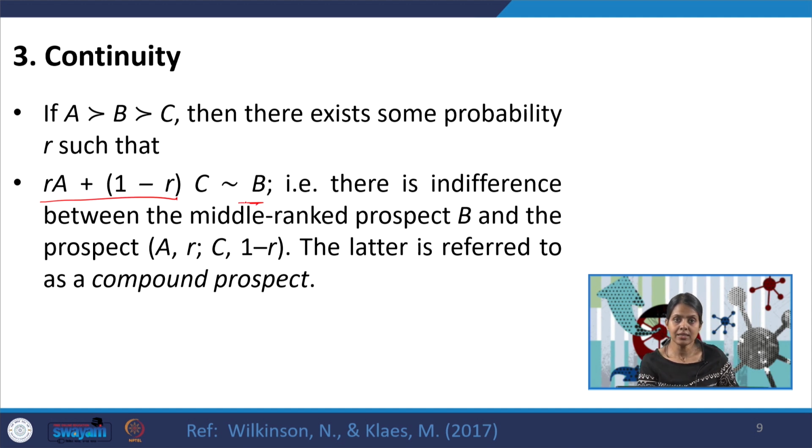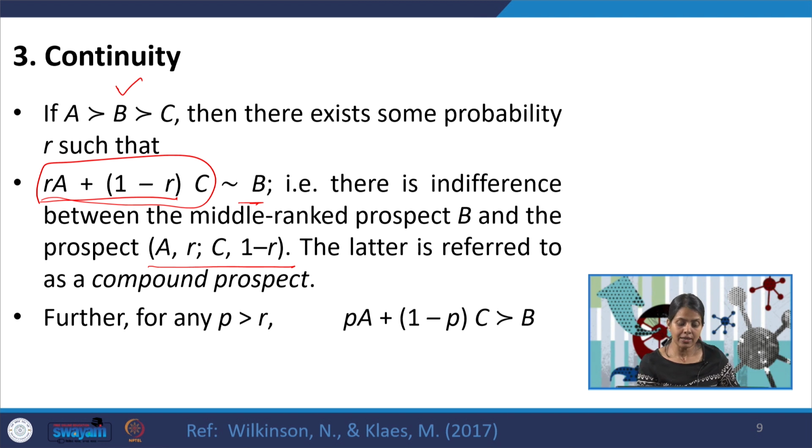and B. That is, there is indifference between the middle ranked prospect B and the prospect R A, 1 minus R C. The latter is referred to as a compound prospect. This is called a compound prospect. So we are talking about some probability that exists such that the combination of A and C makes it as good as B.